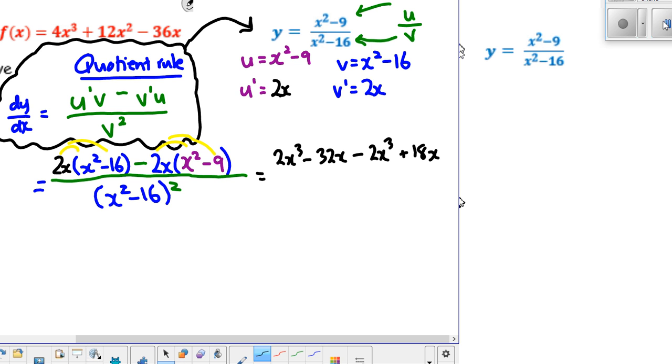With the bottom bit, quite often they suggest just leaving it as x squared minus 16 in a bracket squared to begin with. It's in your final answer. They like it kept like that. But the top they like to be simplified. Don't expand the bottom for the quotient rule, because quite often the answers want the bottom part like that, but the top part expanded and simplified.